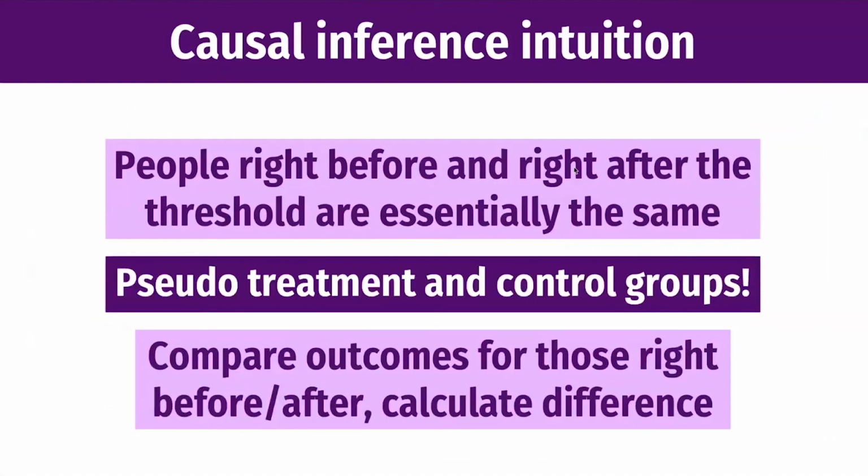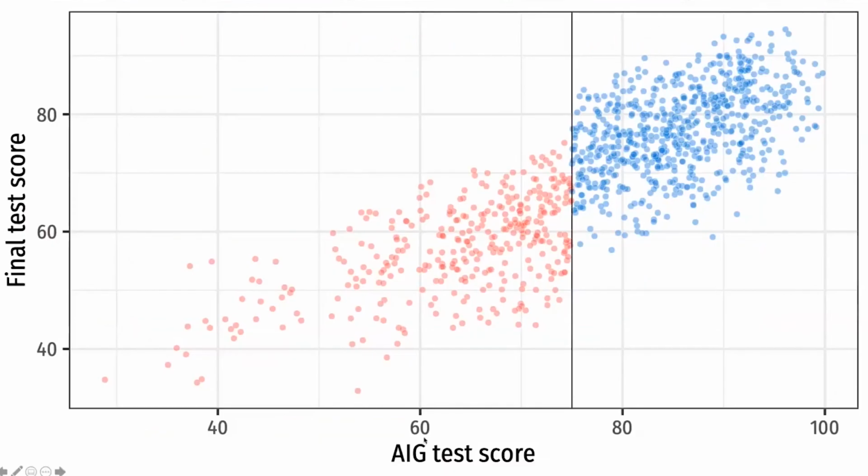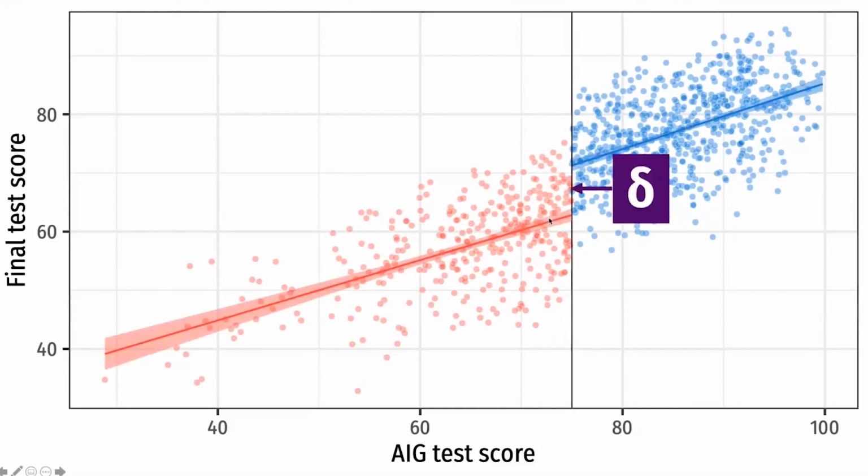So if we look at this, here's their AIG test score. And then instead of looking at whether or not they were in the program, we're going to look at their final test score that they take at the end of school or whatever. And it's on a scale of up to 100 or something. Again, this is totally fake data. But we can see that people who are not in the program, these red dots, have some trend where, as they increase their AIG test scores, they're going to have higher scores. But then there's a break, and people who were in the program have a different line.